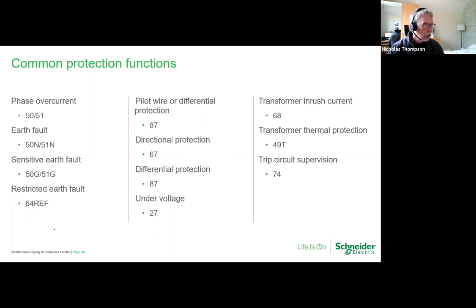And when we talk about differential protection, this is transformers. If you think about a transformer sitting there, what goes in generally goes out. But if you start to get an imbalance inside the transformer, that's another way of advanced transformer protection, etc., etc., etc.